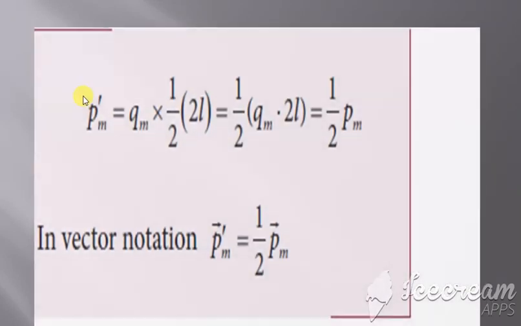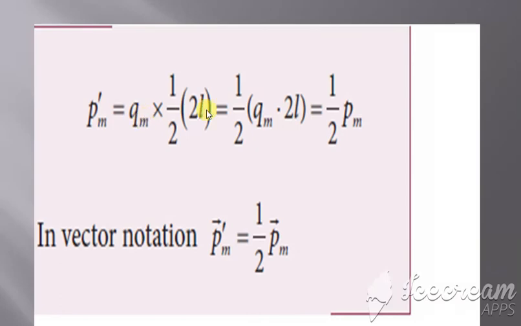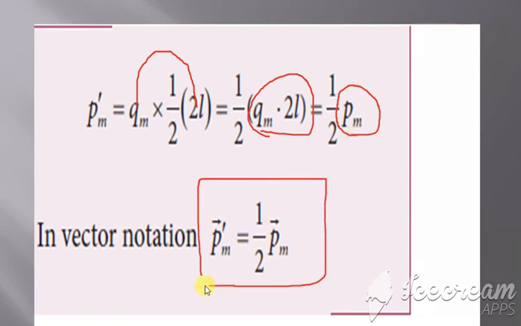So the magnetic moment is Qm into 2L. Instead of 2L, we write half into 2L because the length is halved, is it not? Now bring this Qm separately. This Qm into 2L can be written again as Pm. So we get the same result: Pm dash vector is equal to 1 by 2 into Pm vector. This is the case when you split the magnet into half. Okay, thank you.